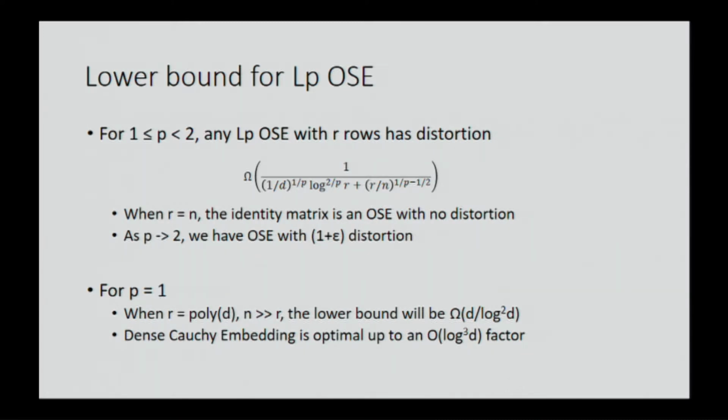Question, yeah? So when you write this distortion, should I think of it as 1 plus epsilon or epsilon? This is 1 plus epsilon. So we can't get 1 plus epsilon. I mean, this whole thing is 1 plus epsilon. The whole factor, right. So if the lower bound is 1, then it's useless. Yeah, exactly.